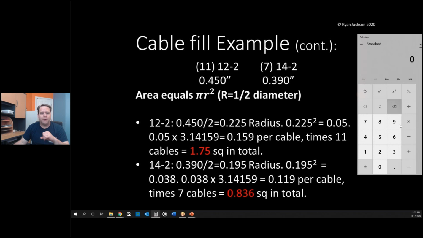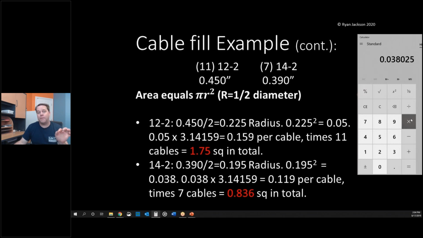And our 14-2 cable, we decided was 0.39 inches in diameter. We don't care about the diameter, we care about the radius, and that's half that number. So 0.39 divided by 2 equals 0.195. We don't care about that number either. We care about that number times itself. So the radius squared, 0.195 times 0.195 is 0.038. That's our radius squared for each cable.